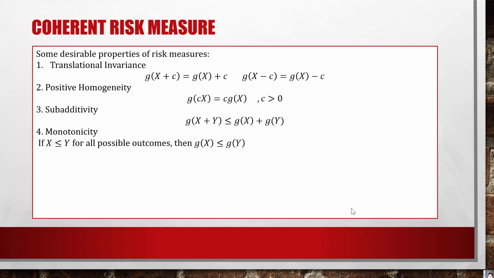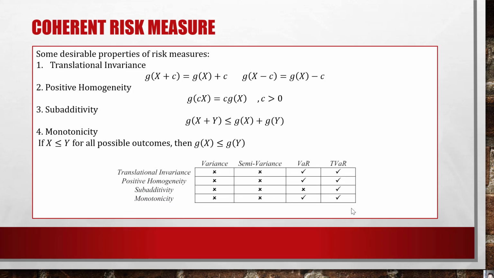That means the higher the outcome, the higher the risk, right? Now for these 4 measures, let's consider these 4 properties. The first measure is variance, and for variance there's no translational invariance property, no positive homogeneity, no subadditivity, and no monotonicity. Semi-variance, none of these. For the value at risk, we got translational invariance, positive homogeneity, and monotonicity. For the tail value at risk, we got all of these 4 properties.